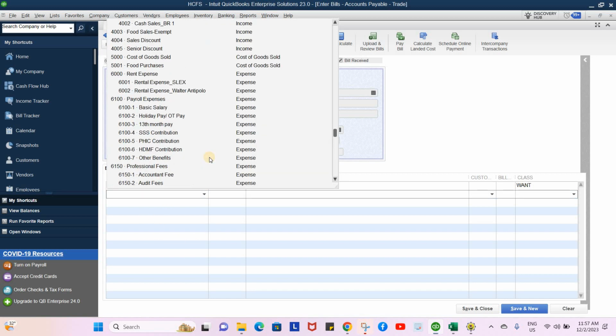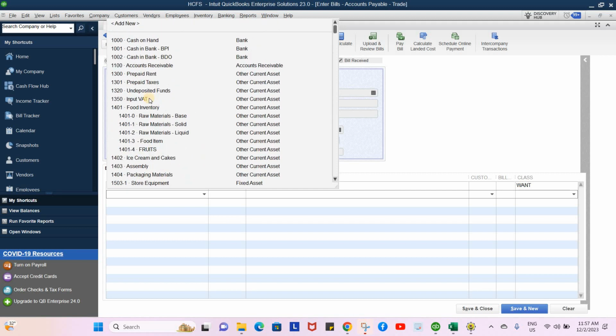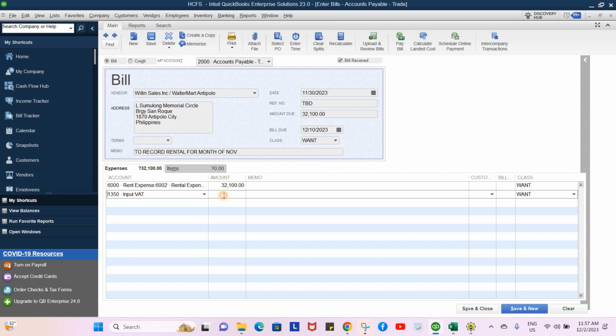Pero kung vatable ka, meron ditong input tax. Naglagay na ako ng input, sample lang naman yan. Lalagay mo dyan input tax, halimbawa, kung 3,600 ito, syempre, hindi na ito 32,100. This is 28,500. Ganyan siya. So, magta-tie up pa rin yung dalawa. Tapos, ang corresponding credit niya would be accounts payable trade.